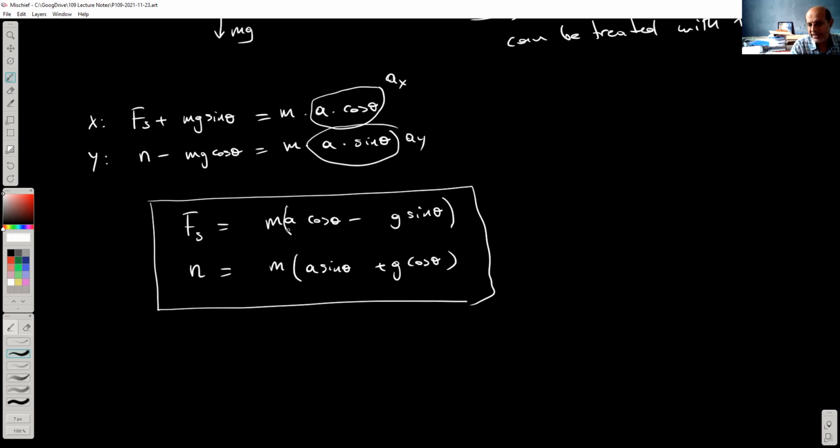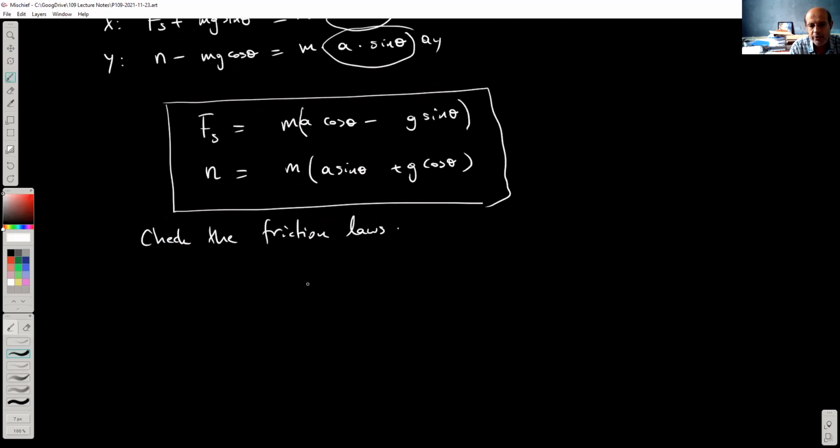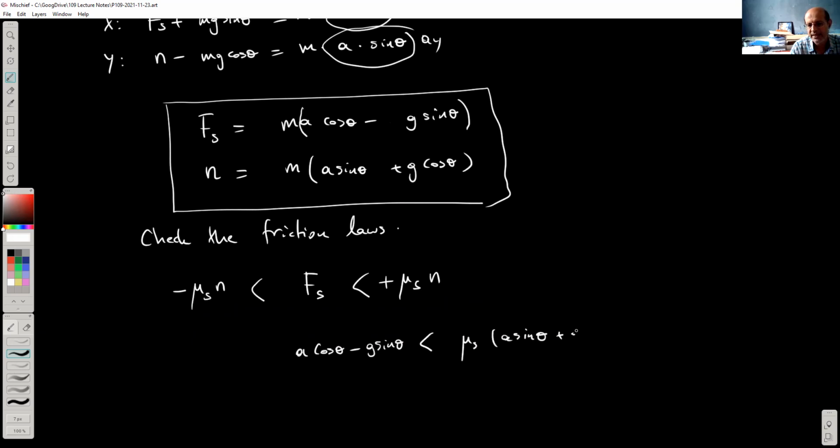We would like to understand if for that given acceleration, these conditions are satisfied or not. So we basically need to check the friction laws. I need to therefore check this inequality. This time there are two inequalities. Fs, the static friction force, has to be in an interval. Its value should be between positive μs times N and negative μs times N. So that's the inequality that we have to be checking. I'm going to write it down like that: a cosine theta minus g sine theta must be less than μs times a sine theta plus g cosine theta.